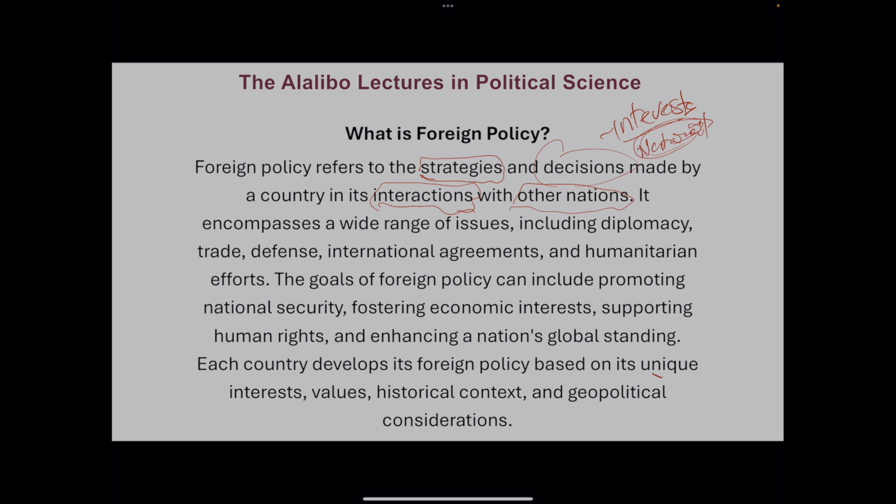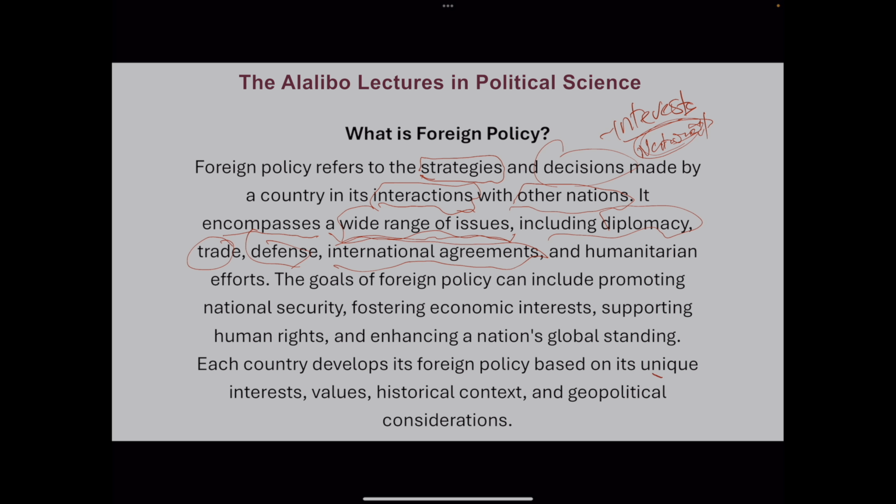Please take note of this, students. It encompasses a wide range of issues. So foreign policy is not single dimensional, it is multidimensional, especially for big countries. They have many interests and many issues they deal with, and they have policies that guide how they interact with other countries on those issues. So it says here it encompasses a wide range of issues, including diplomacy. What is diplomacy? How you deal with other countries in a very peaceful way. Diplomacy, trade, defense, international agreements.